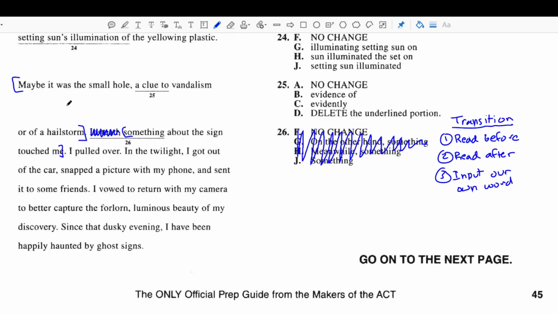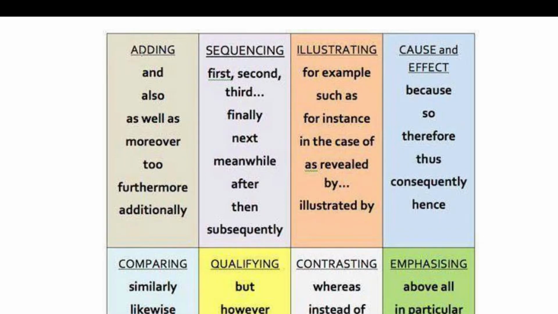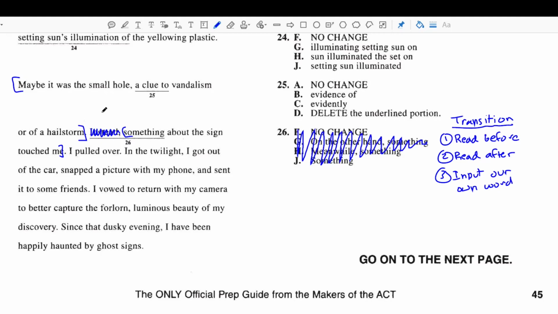Okay, so if we're not sure what goes in the middle here, we could look at transition words, right? And so we thought, oh, maybe it's adding, but look at these adding words. "As well as, moreover, something about the sign touched me." "Furthermore, something about the sign touched me." That would be a little far-fetched, right? So it's not quite an adding transition. Why don't you take a look at these others and see if there's anything that you think might go there? Yeah, none of these look very good. So we wouldn't have a transition word that we would need in between these two.